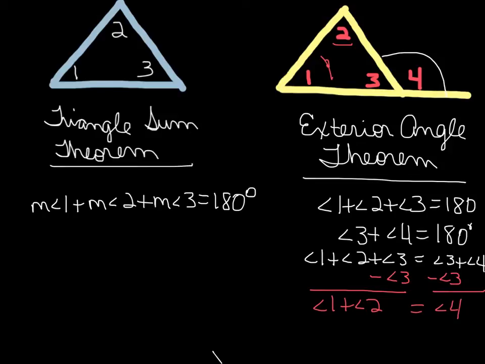Okay, so here we go. Angle 4, that's your exterior angle, is equal to the sum, which means we're going to be adding the sum of the two remote interior angles. That would be angle 1 and angle 2. That is the exterior angle theorem.